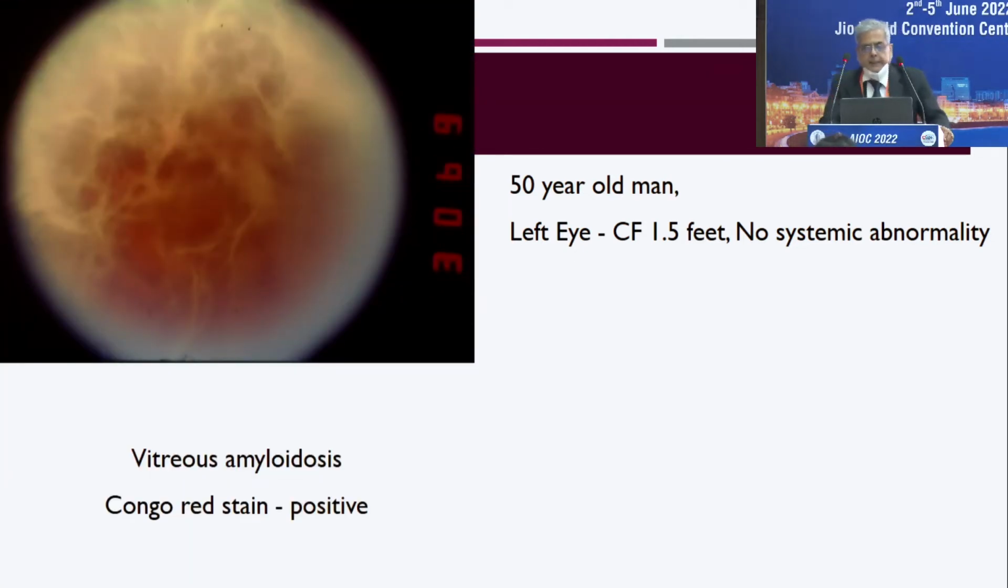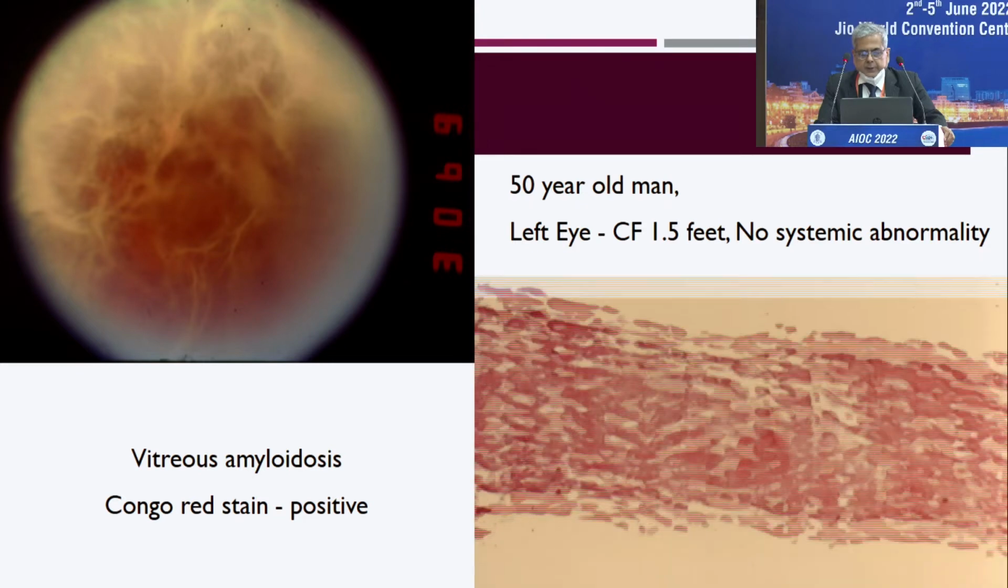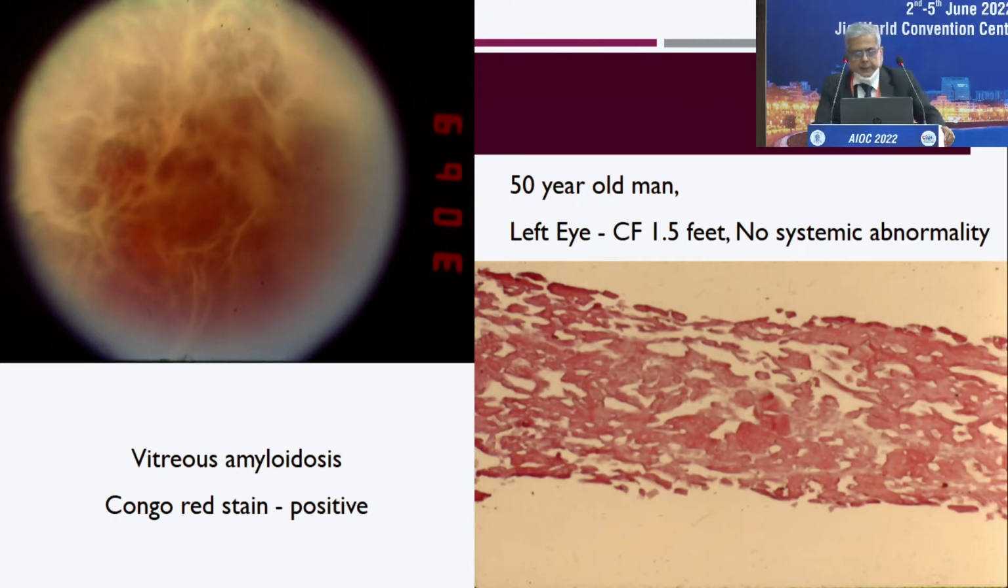And lastly, I showed a case, a 50-year-old man, left eye counting fingers at 1.5 feet, no systemic amyloidosis. Diagnostic and therapeutic vitrectomy was done, and the vitreous specimen was Congo red stain positive, showing vitreous amyloidosis.